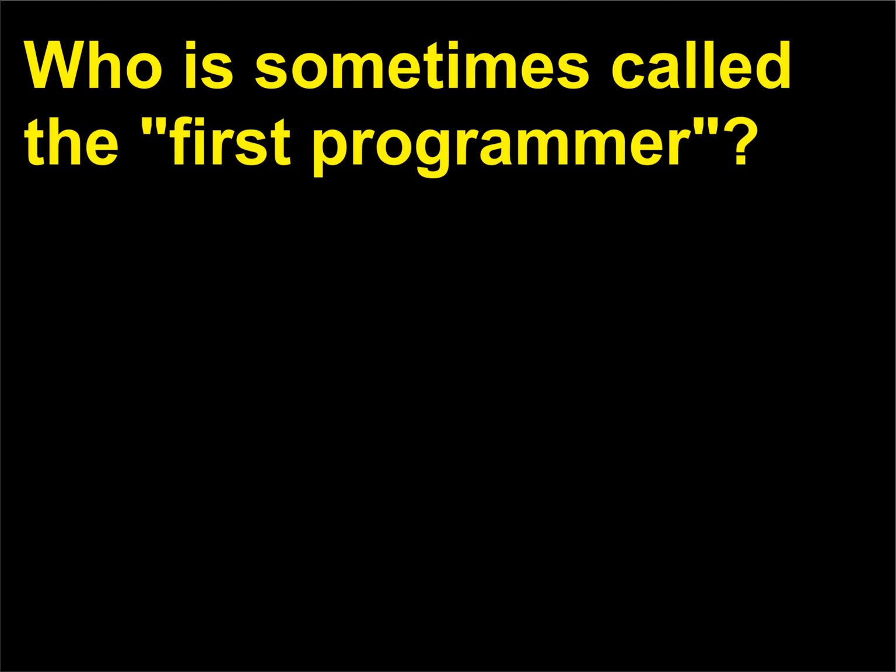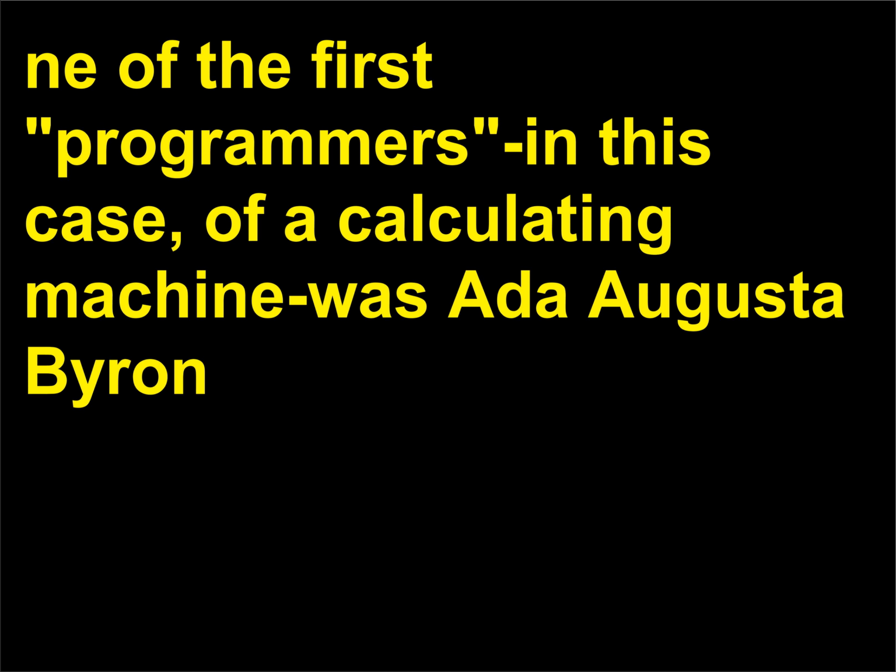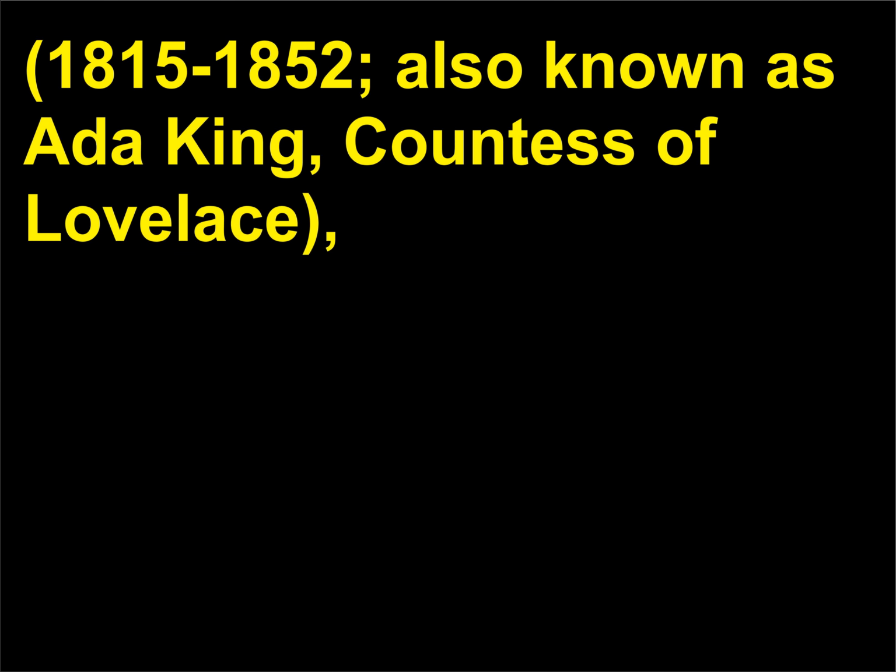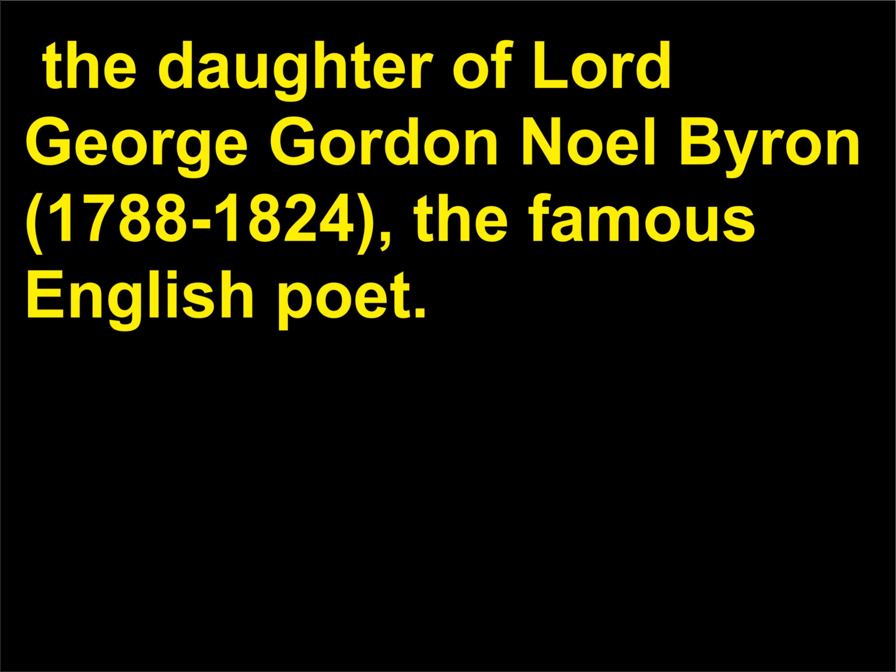Who is sometimes called the first programmer? One of the first programmers, in this case of a calculating machine, was Ada Augusta Byron, 1815 to 1852, also known as Ada King, Countess of Lovelace. The daughter of Lord George Gordon Noel Byron, 1788 to 1824, the famous English poet.